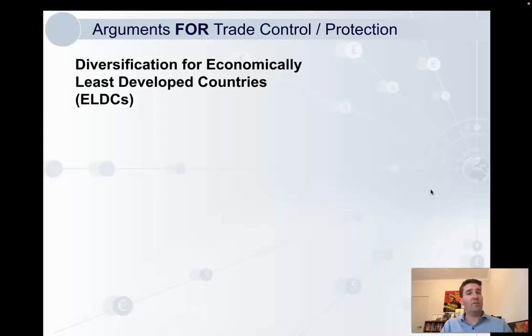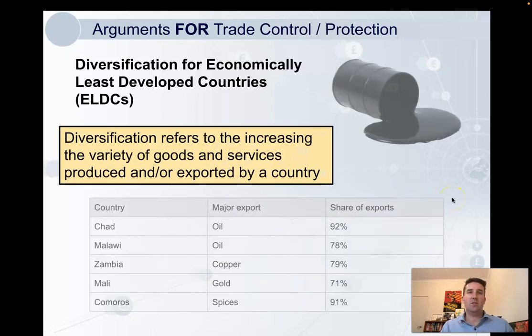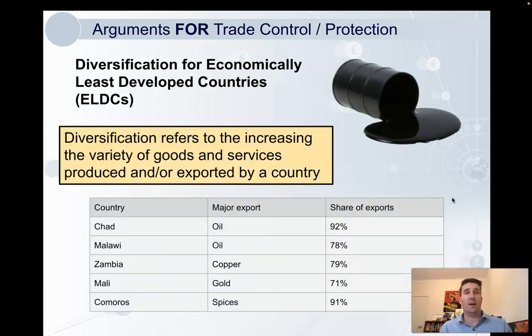Okay, this is a mouthful. Diversification for economically least developed countries. So economically least developed countries share a common trait when it comes to trade. Their export revenue is usually dominated by the export of one good, usually a commodity such as oil. Take a look at this table. So we see, for example, Chad, their major export is oil, and it's 92% of their exports, right?